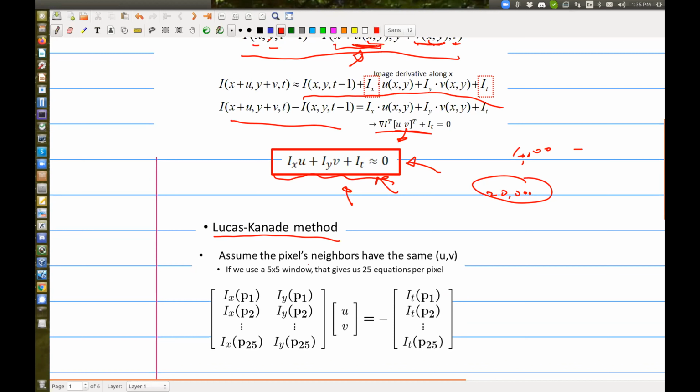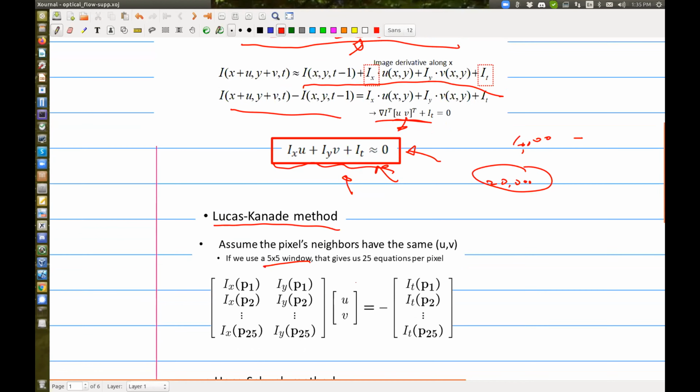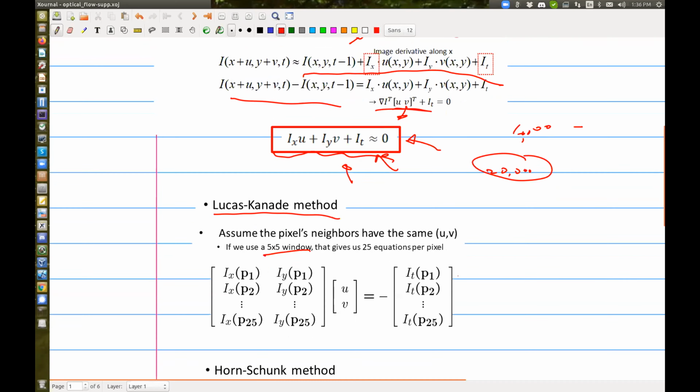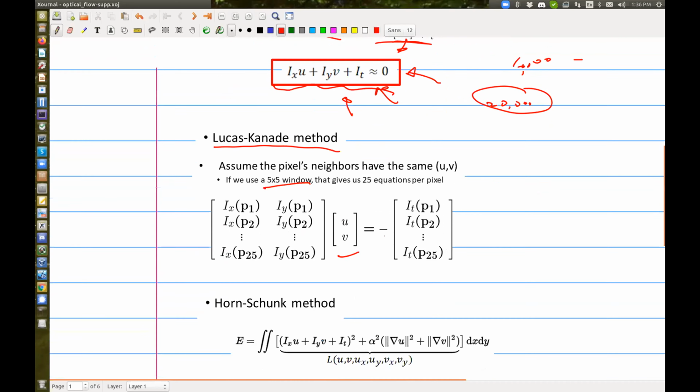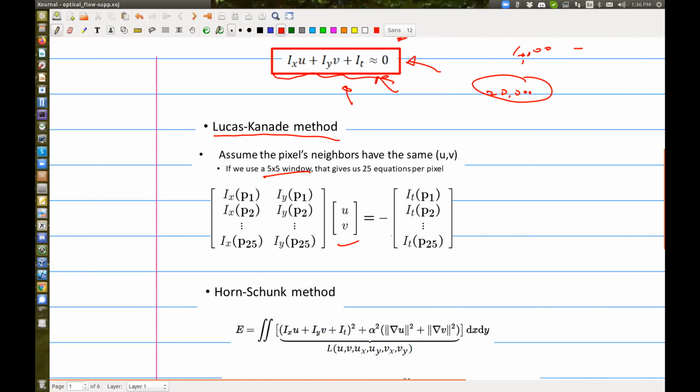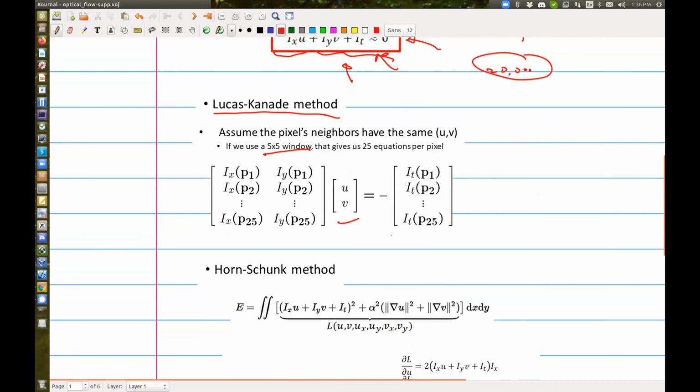So anyway, for Lucas-Kanade, what we assume here is that we take a small window and assume that all U and V are the same. For example, if I take a window of 5 by 5, then I will have 25 equations per pixel. In this case I only have two unknowns and 25 equations, so I can solve that. Again, it's a least squares problem that can be solved very easily.